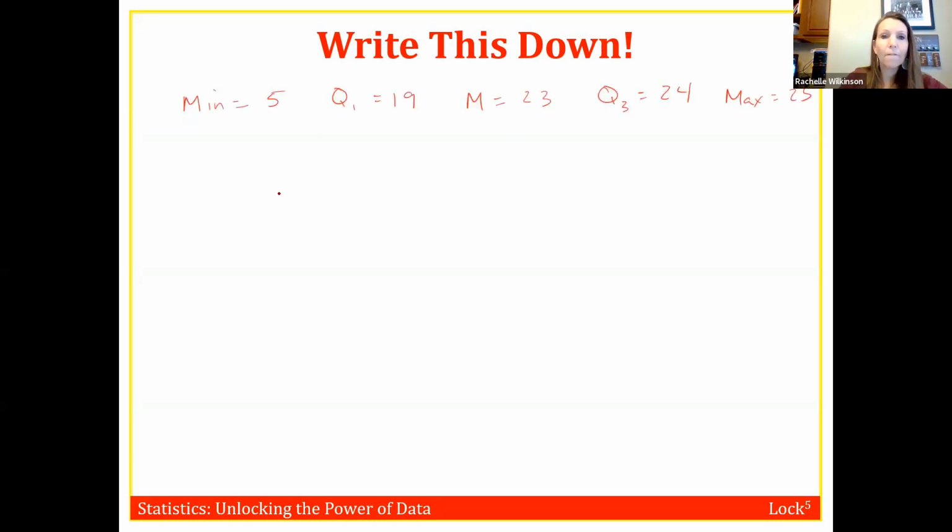All right, so first thing we need to do, this is the IQR rule, so we need to calculate the IQR. Remember that IQR stands for the interquartile range. So to calculate the IQR, then we take Q3 minus Q1. So in this case, my Q3 was 24 and my Q1 was 19. So 24 minus 19 is just 5. So my IQR is 5.